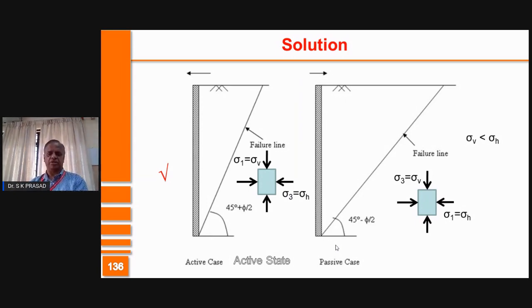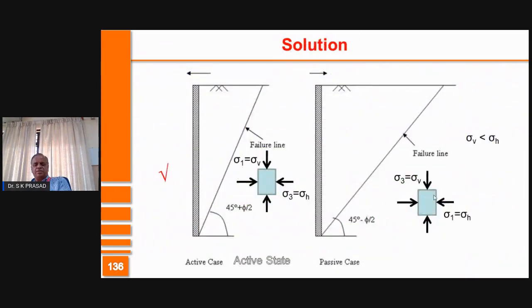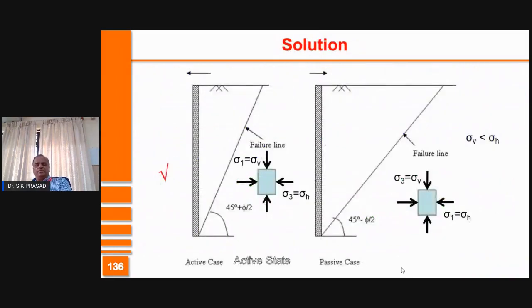So in both the situations, the direction of the minor principal stress is at 45 plus phi by 2, and hence the answer is both active as well as passive states have the same situation. So the answer, I have written it wrongly here, the answer should be C. Not only the active, even the passive situation will have failure plane at 45 plus phi by 2 with respect to sigma 3, with respect to the minor principal stress. So this is sigma 3. With respect to that, it is at 45 plus phi by 2, both for active and passive states.